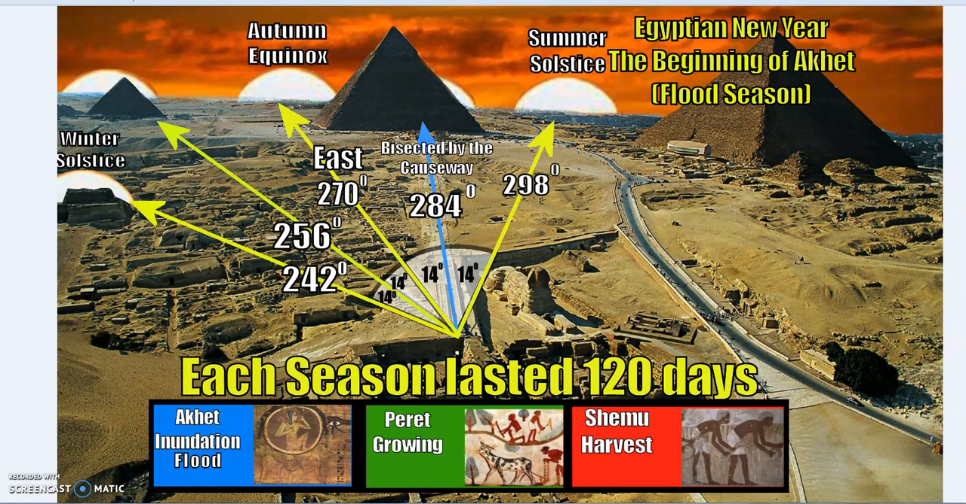And so Egypt had three seasons. They didn't have spring, summer, autumn, and winter or fall. They had three seasons. Akhet, the inundation or the flood season.